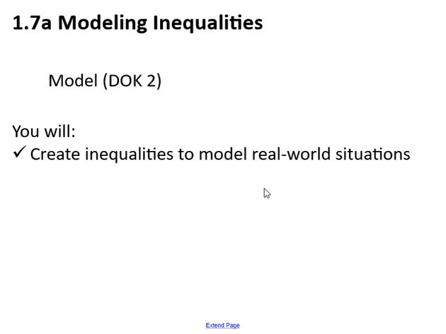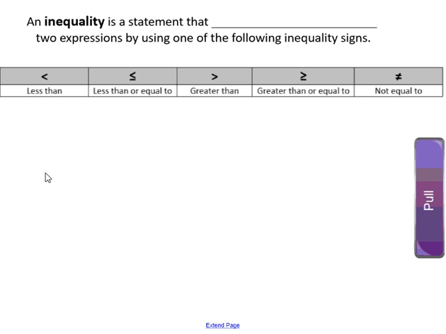So let's start with what an inequality is. At the top of your page, you have a fill in the blank. It says an inequality is a statement that blank two expressions by using one of the following inequality signs, and it has all of these in your table. So what is that blank? Well, an inequality is a statement that compares two expressions by using one of the following inequality signs.